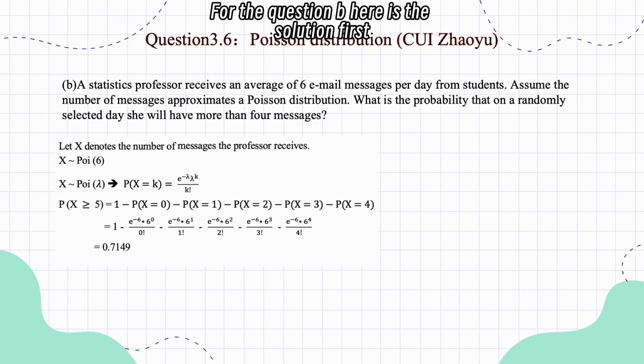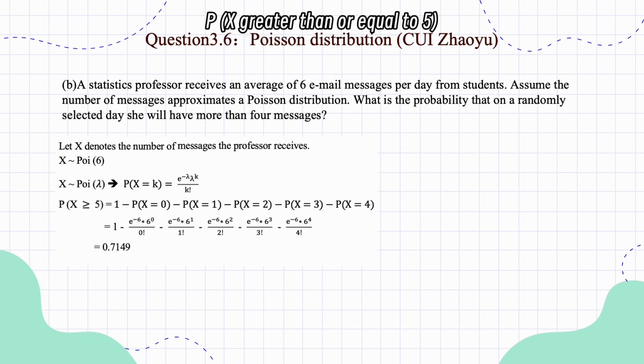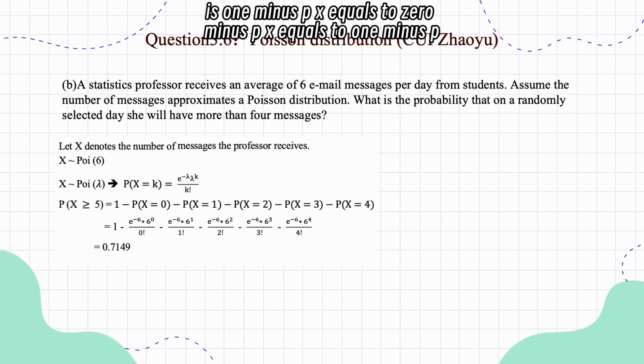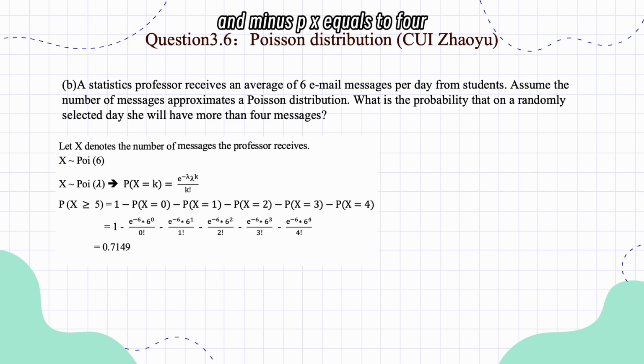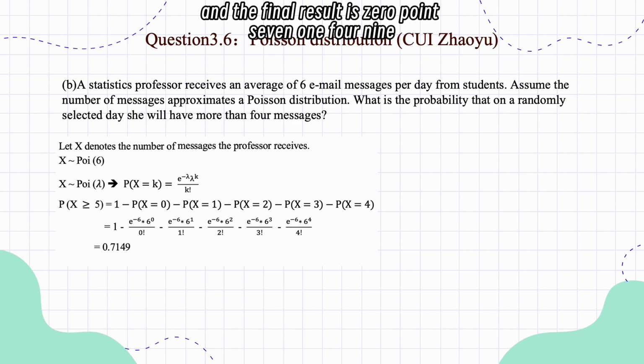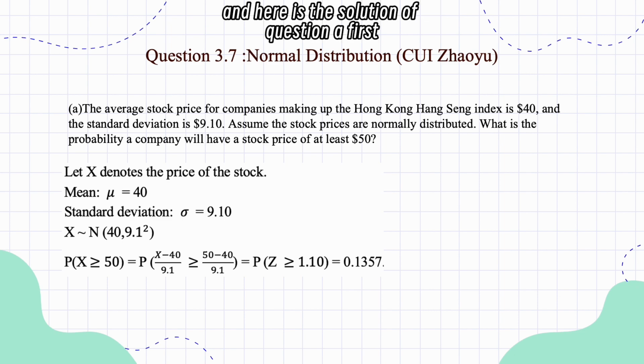For question B, here is the solution. First, let x denote the number of messages the professor receives. So x follows a Poisson distribution with lambda equal to 6. So P(x greater than or equal to 5) is 1 minus P(x equals 0) minus P(x equals 1) minus P(x equals 2) minus P(x equals 3) and minus P(x equals 4). And the final result is 0.7149.